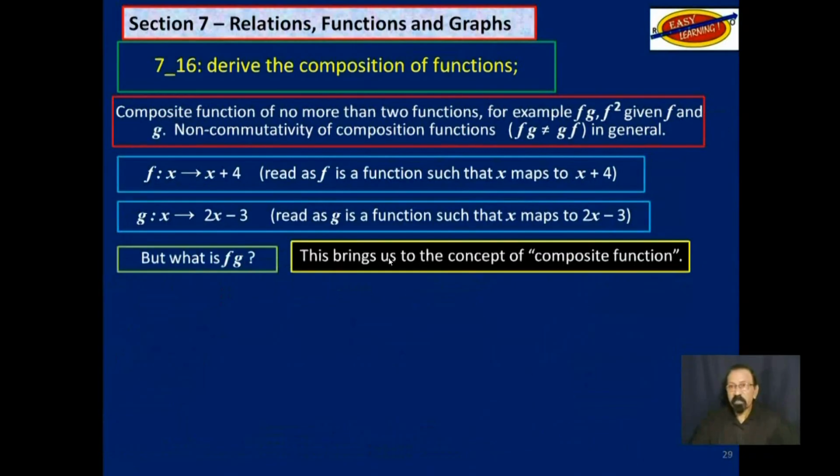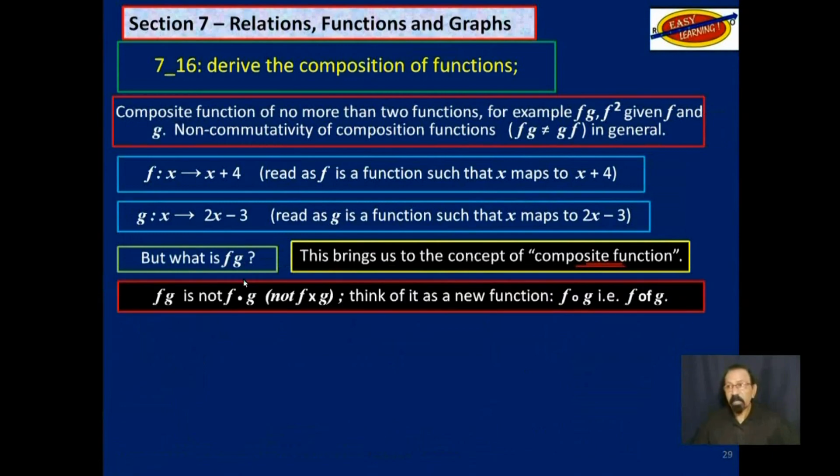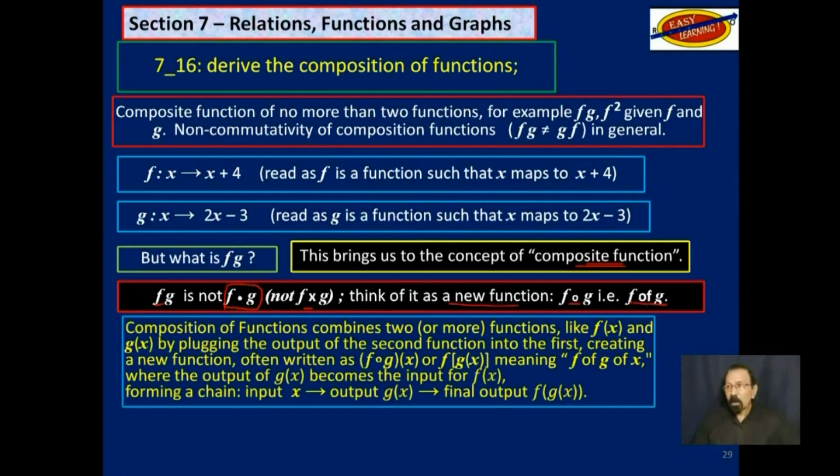This brings us to the concept of composite function. Not just function, composite function. Let me tell you what it is not. Fg is not f multiplied by g. We need to think of it as a new function, f of another function, which is g. So f of g. Do not confuse that with f bracket g.